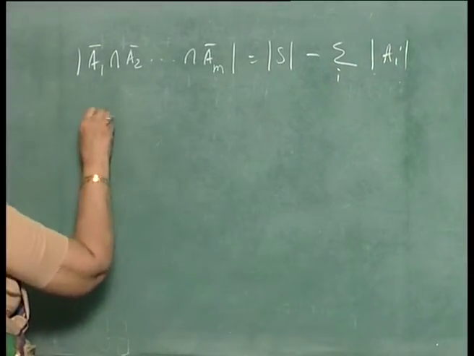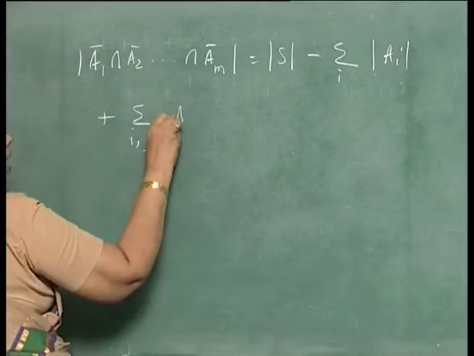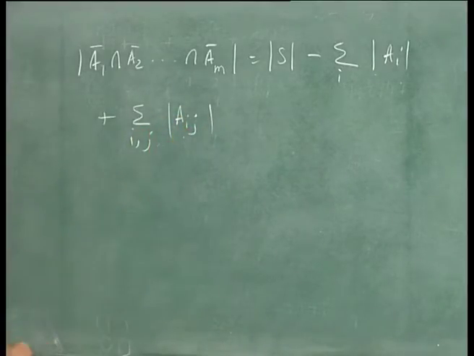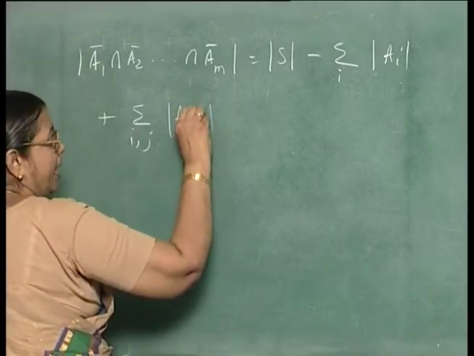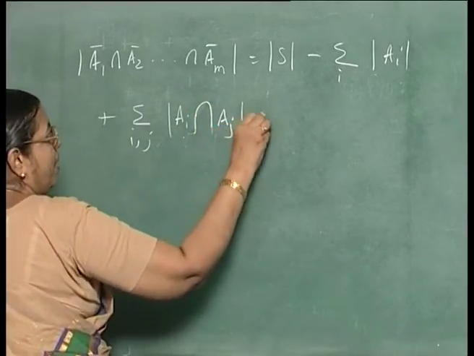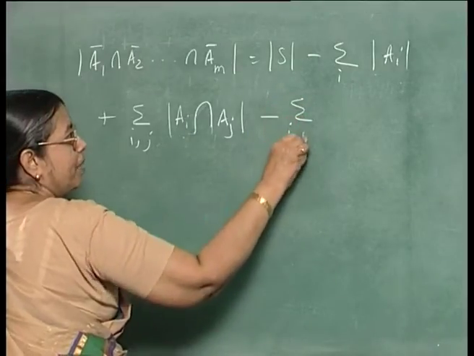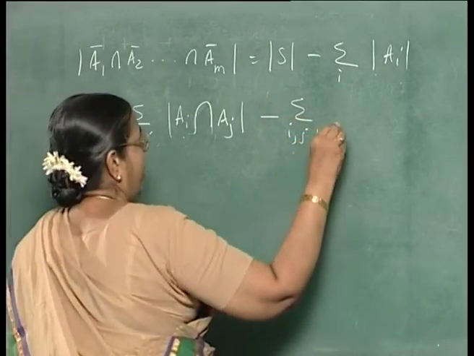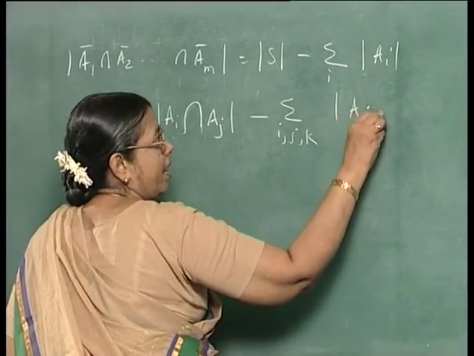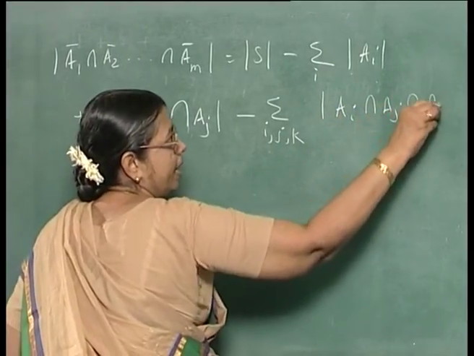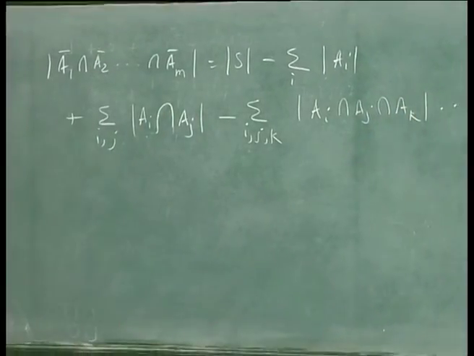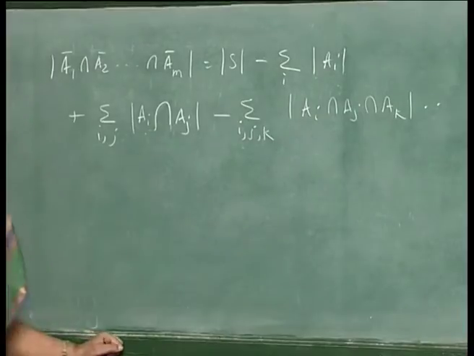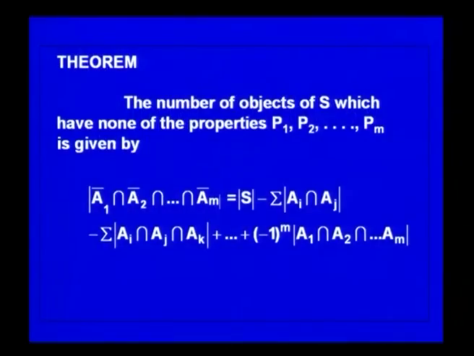Ai plus sigma i, j Aij having properties Ai and Aj, that is, you can say Ai intersection Aj, minus sigma i, j, k Ai intersection Aj intersection Ak and so on. This term is missing here. So, the general term will be minus 1 power m A1 intersection A2 intersection Am.